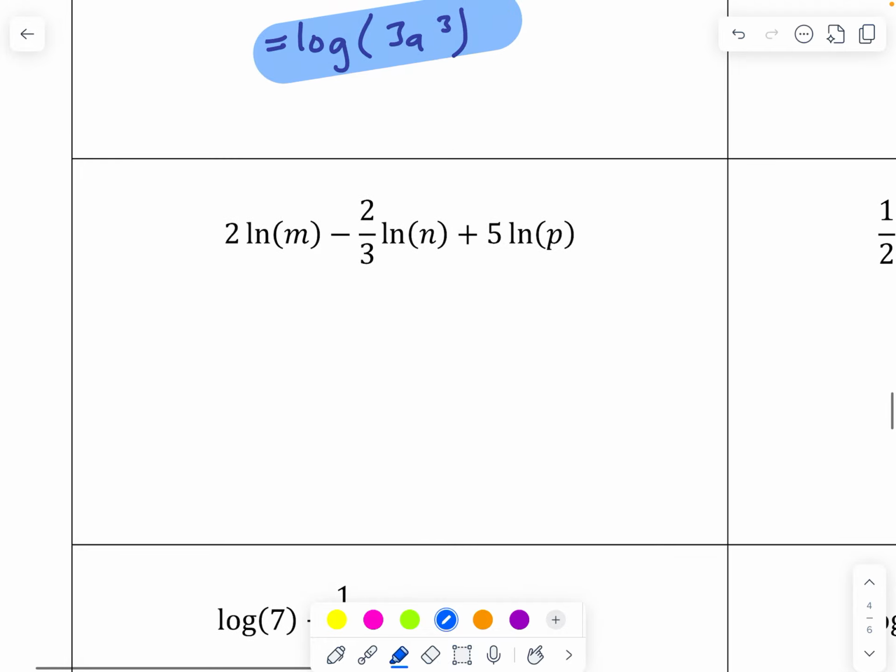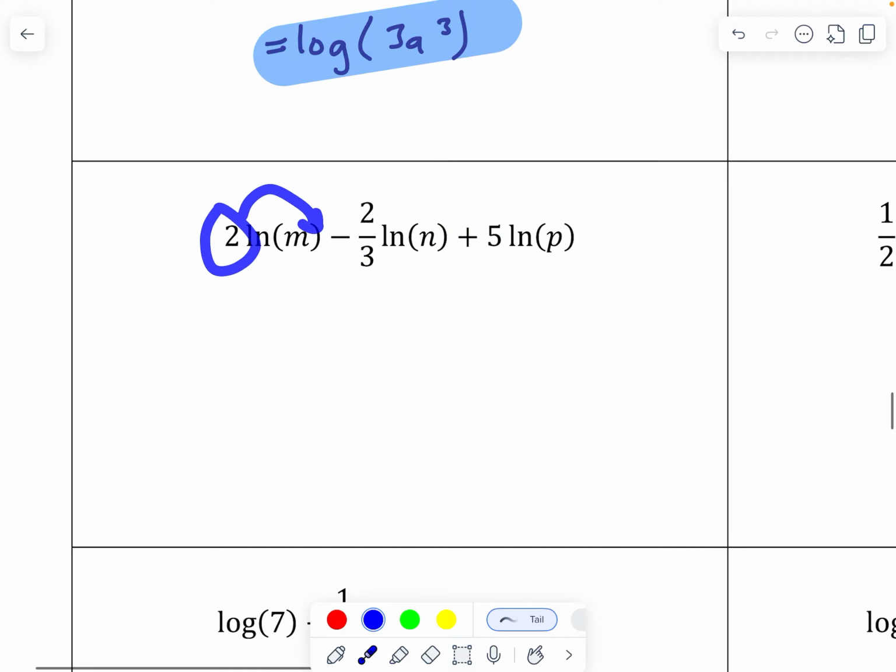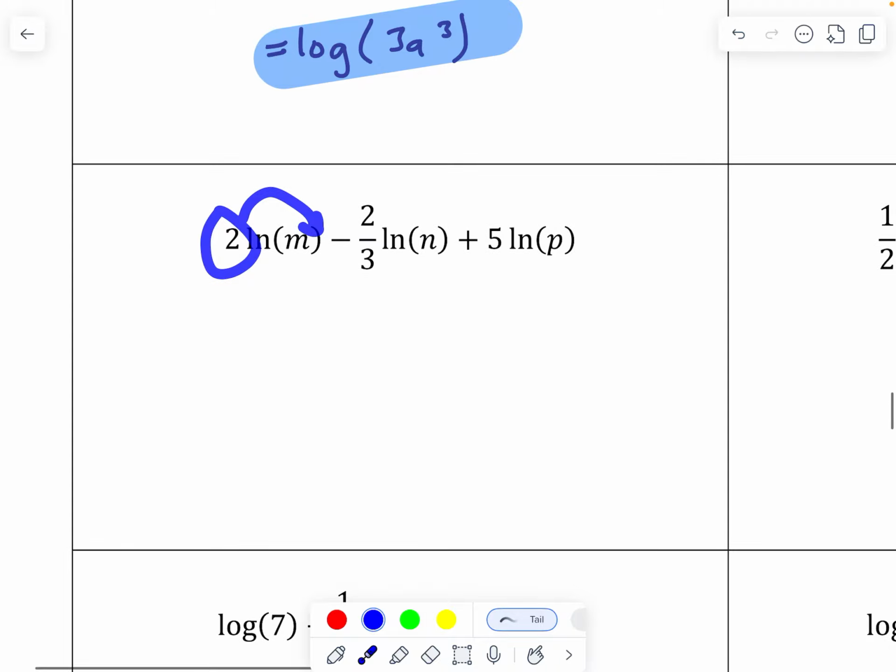All right. We're going to use all three properties on this one. This minus right here means there's going to be some division. This plus means there's going to be some multiplication. And we can take all these numbers in front and make them exponents inside the logarithm. So the 2 is going to go to the m, the 2/3 is going to go to the n, and the 5 is going to be the power or the exponent of p.